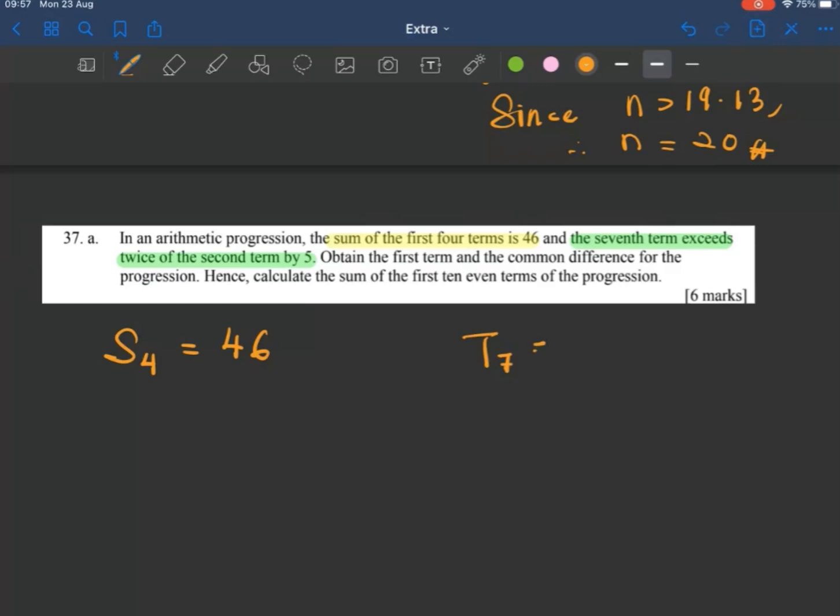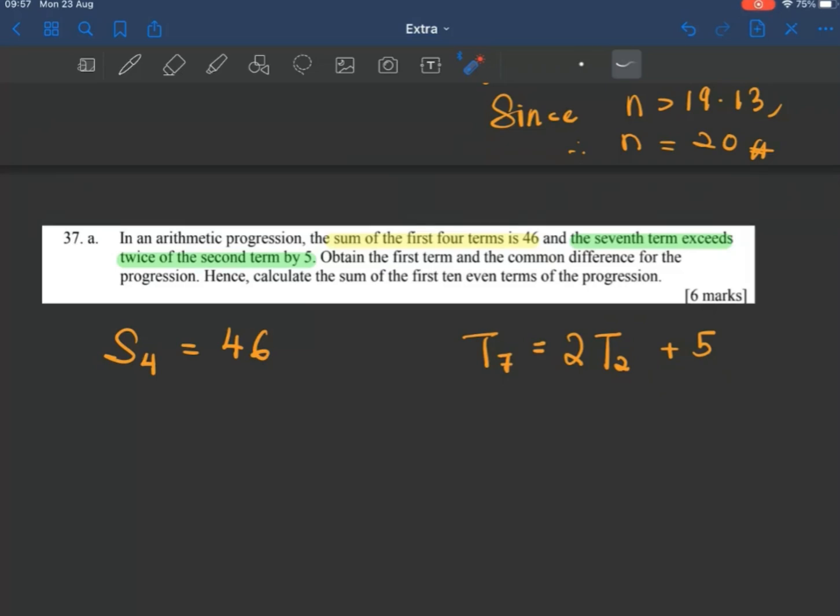Okay, so the 7th term equals to, anyone? T7 equals to apa? 2T2 plus 5. Yes, betul. Twice of the second term by 5. Okay, plus 5. Walaupun dia cakap exceeds dekat situ, kita tak adalah guna greater dekat sini sebab kita tahu dia exceeds by berapa. We know that plus 5 dekat belakang tu. So basically yang hijau tu, the 7th term exceeds twice of the second term by 5 dekat situ.